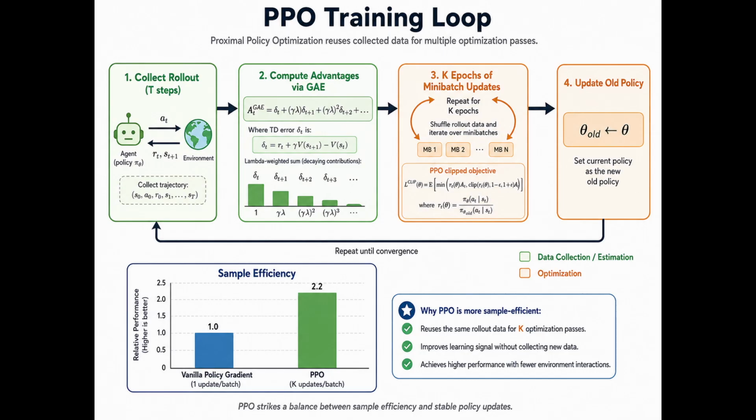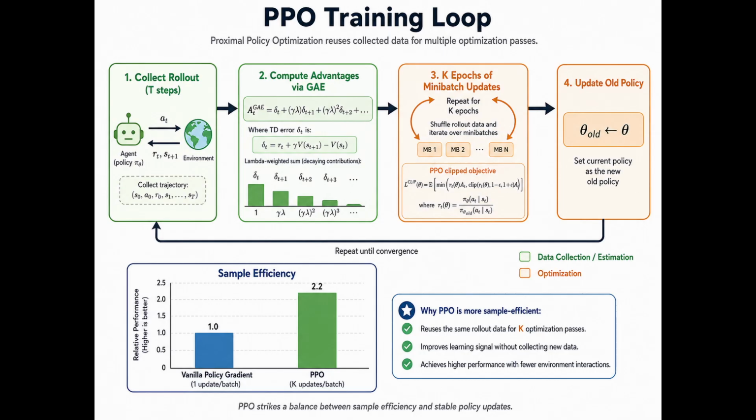It's a technique that interpolates between TD(0), one step, low variance but biased, and Monte Carlo, full episode, unbiased but high variance, using a parameter lambda. A_t to the power of GAE equals the sum of (gamma lambda) to the power of l times delta_{t+l}, where delta_t is the TD error. Lambda equals 0 gives you pure one-step TD. Lambda equals 1 gives you Monte Carlo. In practice, lambda equals 0.95 works extremely well.